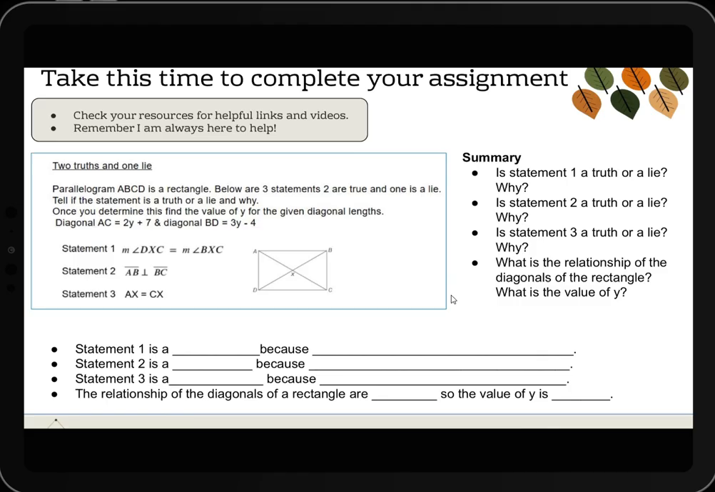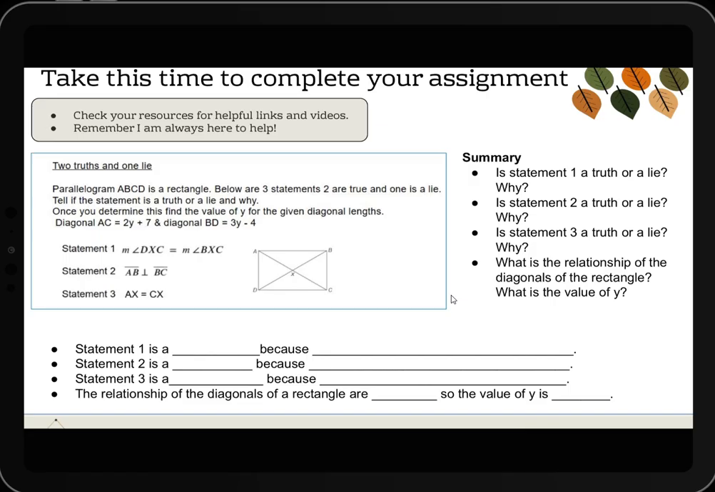provided that you can see there, where two of them are going to be true and one of them is false. What we want to do in the first three bullet points of our answer and our paragraph response is identify whether it is true or if it's a lie, and then justify why. Once we determine that information, we can also work with the final bullet point, which is to find the value of y by identifying the relationship of the diagonals of that particular rectangle.